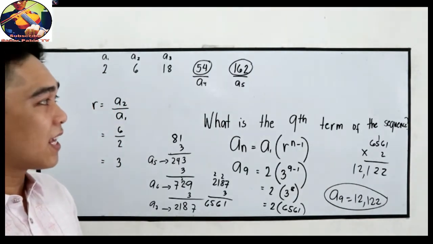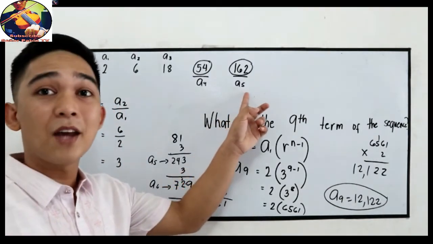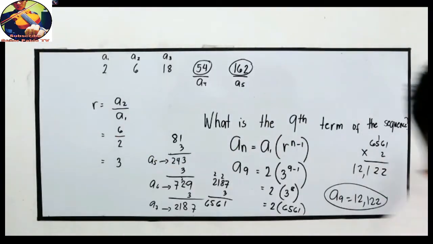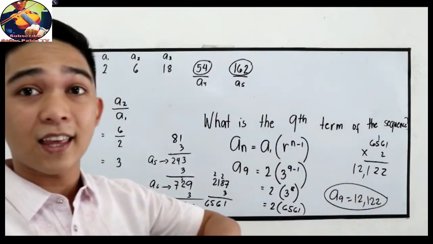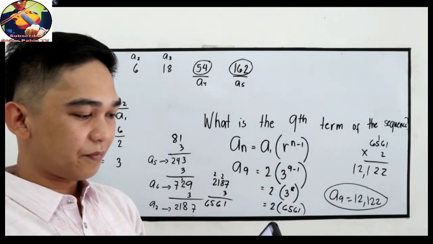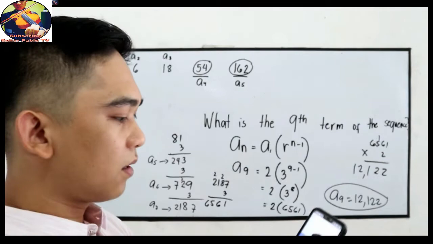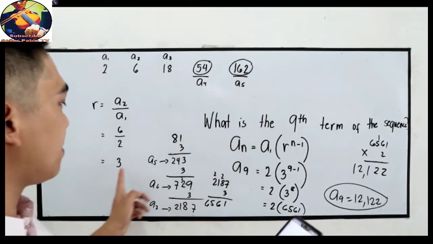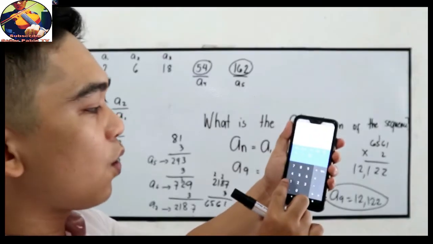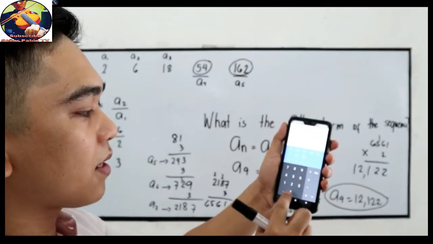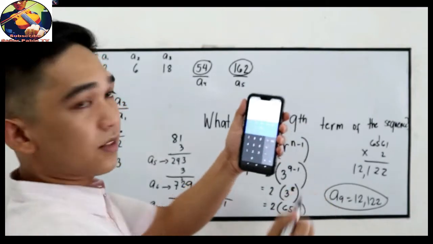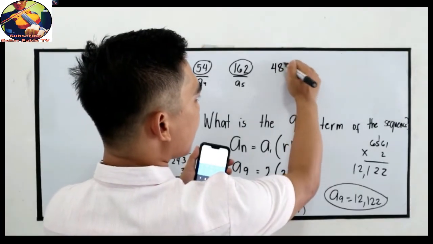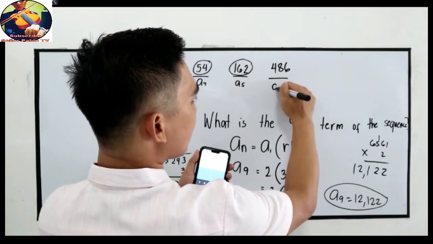Pwede din naman natin gamitin yung mano-mano or the manual way. So, i-multiply lang natin ng 3. I-verify natin gamit ang calculator. So, nasa A5 na tayo. 162 times 3 para makuha si A6. 162 times 3. So, that is 486. Yan ngayon si A6.